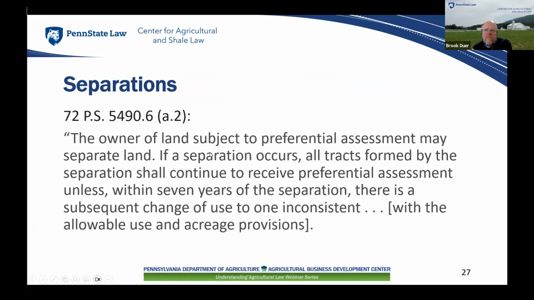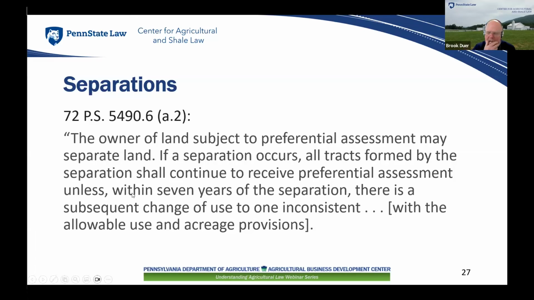In other words, I've got 100 acres of farm. I've got 2 other people who want to farm, and I'm going to convey 30 acres to each of the other 2, and I'm going to hold on to my 40 and keep farming, or whatever the circumstances might be. I should probably put that in hundreds of acres, not tens of acres, but anyway. If a separation occurs, all tracts formed by the separation shall continue to receive preferential assessment unless, and here's where things get dicey, within 7 years of the separation, there's a subsequent change of use to one that's inconsistent.